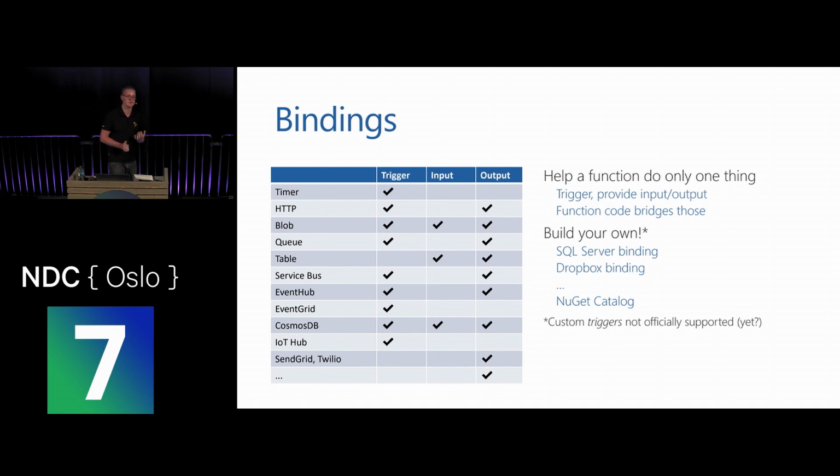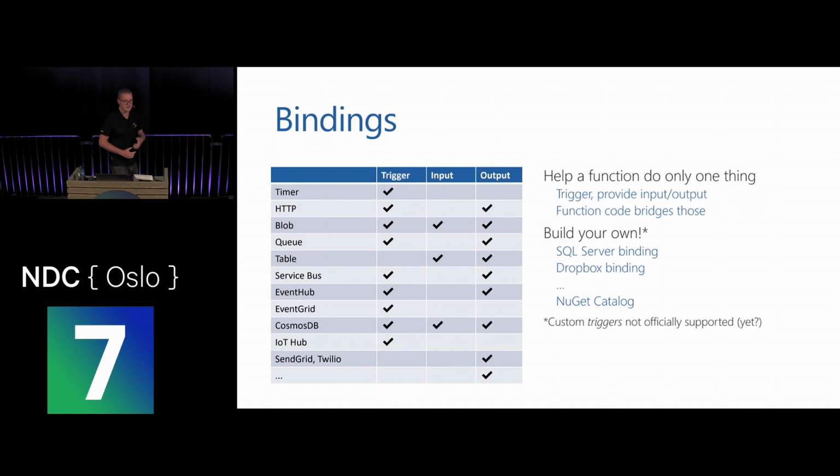I have seen SQL Server bindings. There's a SendGrid binding to send emails whenever something completes in a function. There's a Dropbox binding that I have seen. So what if we could create a NuGet catalog binding to move all of that catalog collecting logic outside of the code of our function, and in there only do whatever we have to do, which is the thing that we want to do well, the only thing.